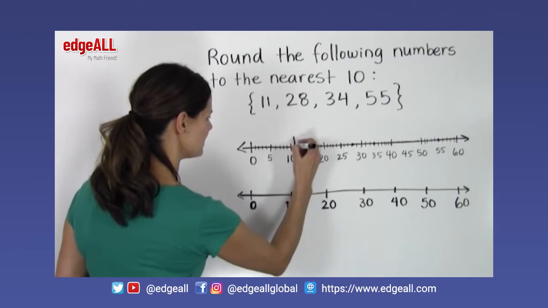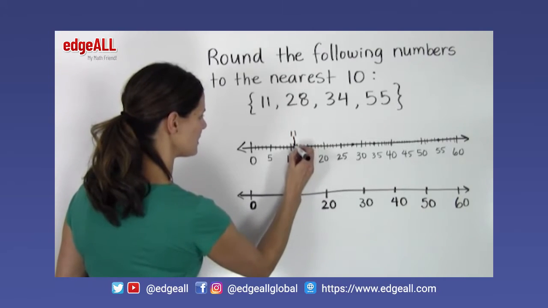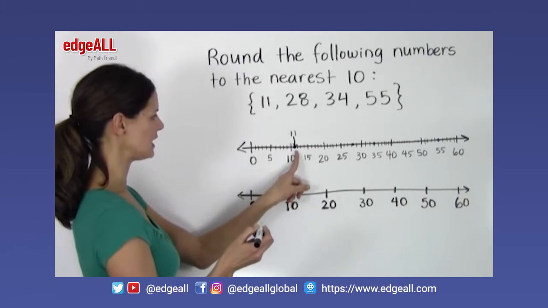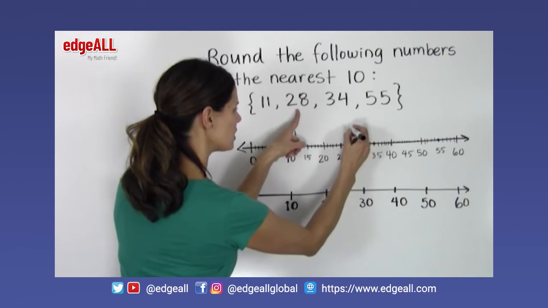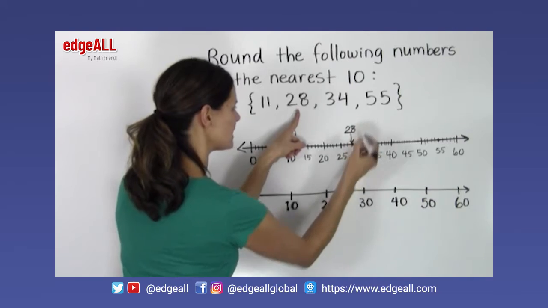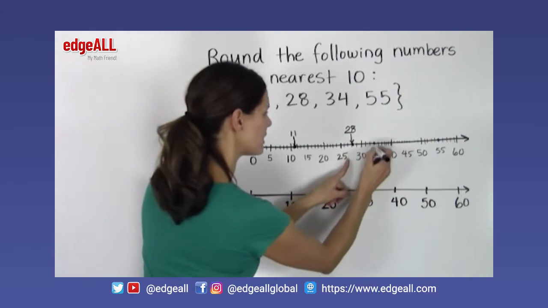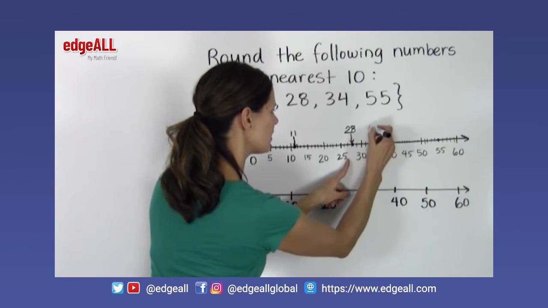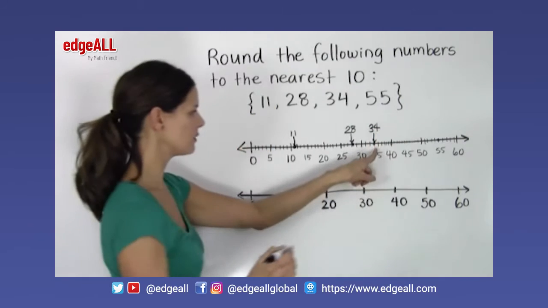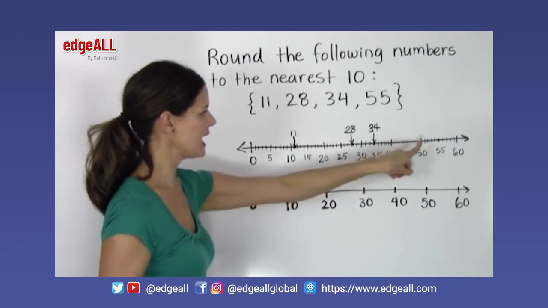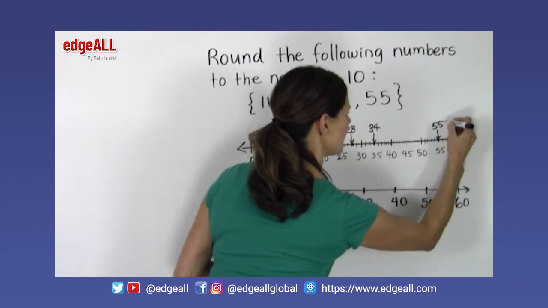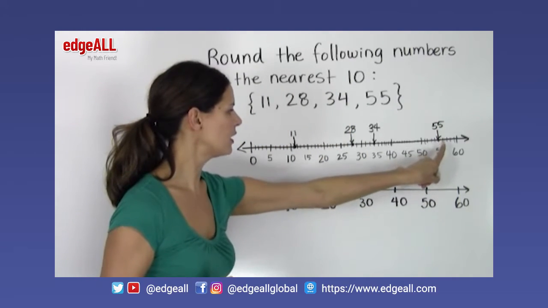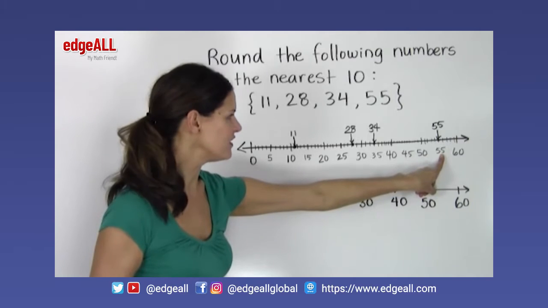So my 11 is going to go right here on my number line. The 28 I would plot right up here, close to the 30. My 34 would be right here, that marking on my number line, and my 55 would be clear up here, marked right on this whole number on my number line.